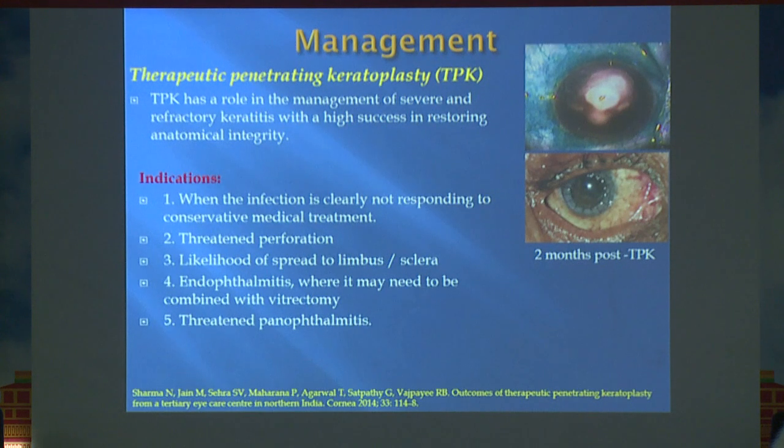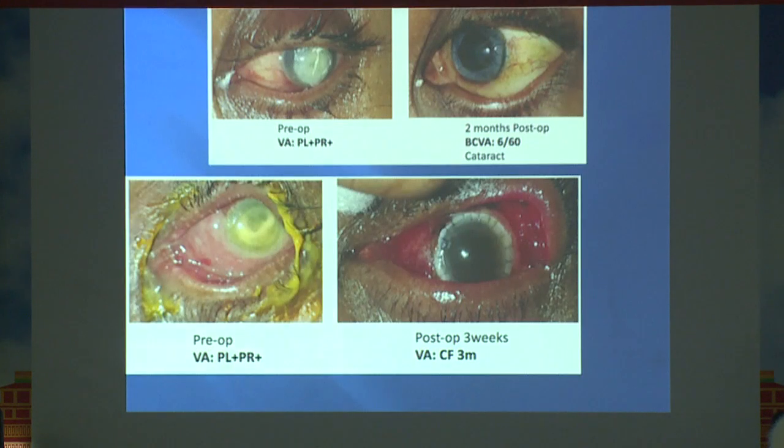Therapeutic keratoplasty has a role in management of severe and refractory keratitis with high success rate in restoring anatomical integrity. It is indicated when the infection is clearly not responding to conservative medical treatment, if there is threatened perforation and likelihood of spread to the limbus or sclera, endophthalmitis where it may need to be combined with vitrectomy, and in cases of threatened panophthalmitis.